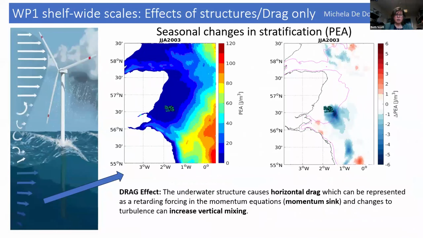So a little more detail then about some of the modeling we've already done. So in this modeling work, we're sitting here on the east coast of Scotland, and we're looking at a real wind farm called the Seagreen Wind Farm. And we're looking at how it is affecting the level of stratification. And in this case, we're using potential energy anomaly, or PEA, the amount of energy it takes to mix up the water column, to show the difference. So on the left-hand side, you see the wind farm sitting in situ, and then on the right-hand side, you see the difference, a seasonal difference in the amount of stratification. And the blue color is saying it's actually mixing the water quite a bit.